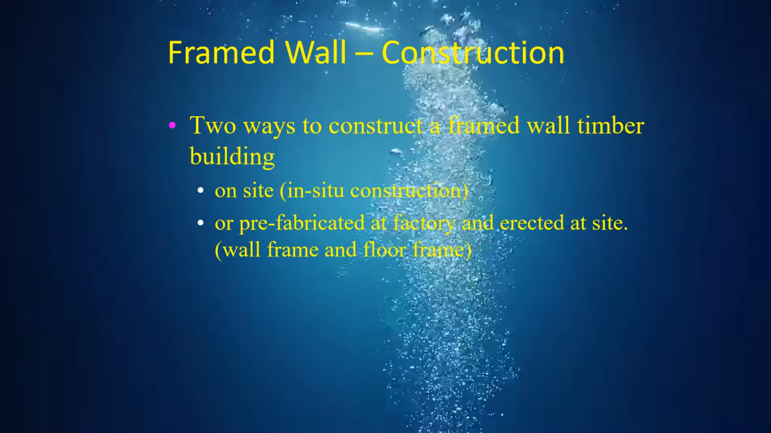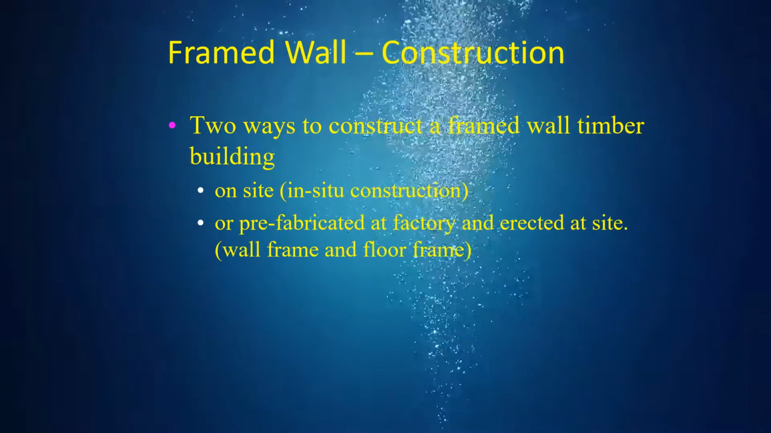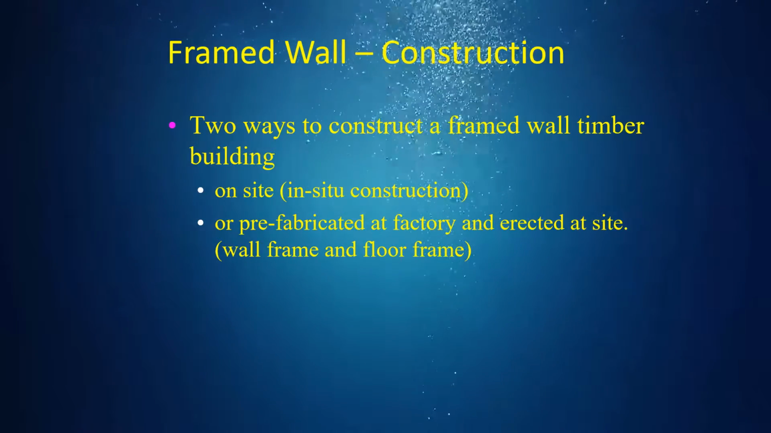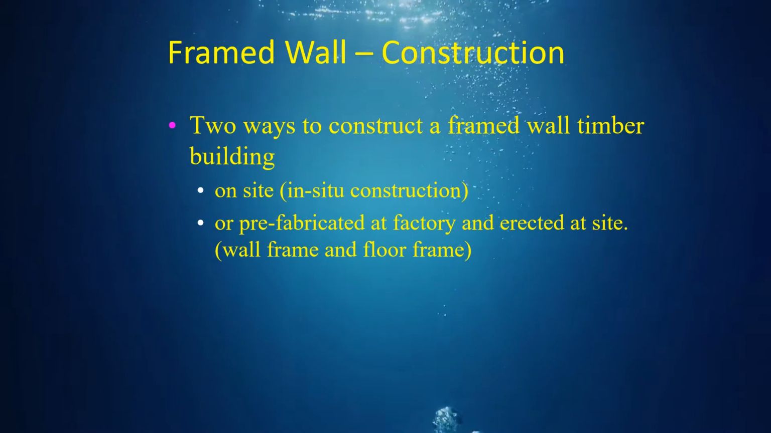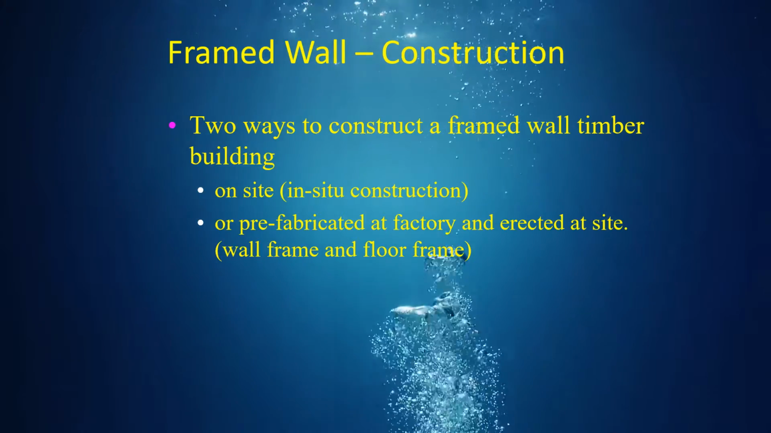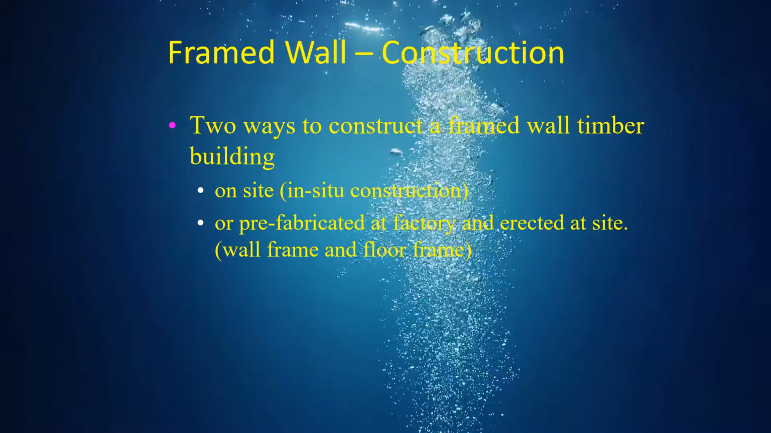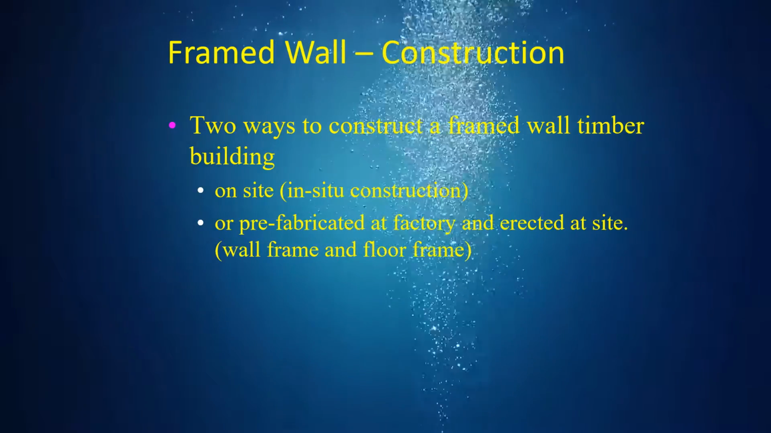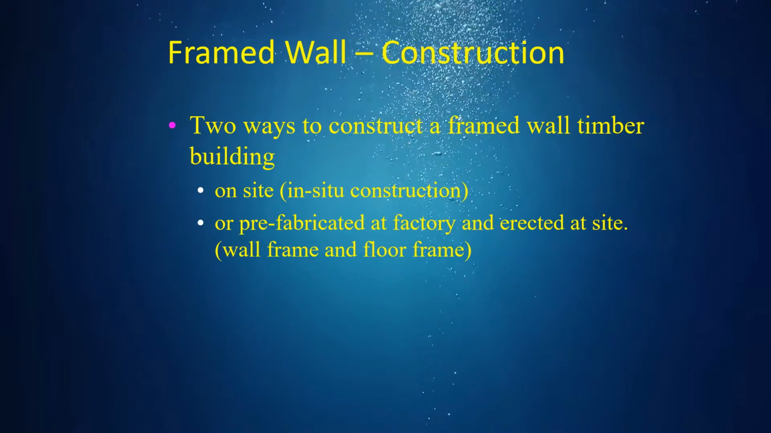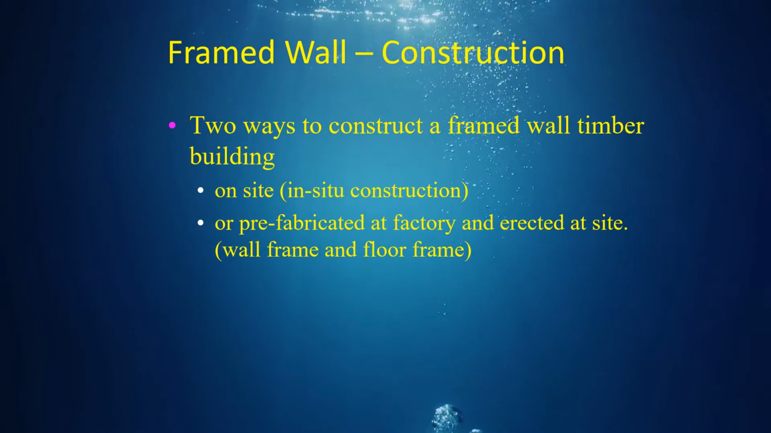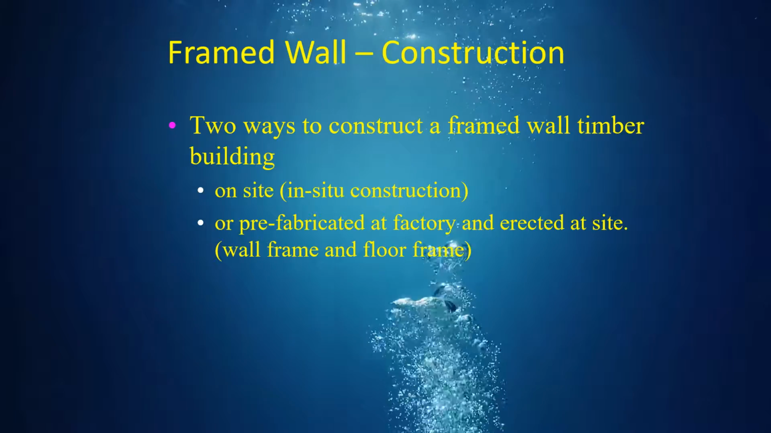There are two ways to construct a frame wall timber building. The frame wall building can either be constructed by number one, on-site or in situ construction. Number two, prefabricated at factory and erected at site, such as wall frame and floor frame.